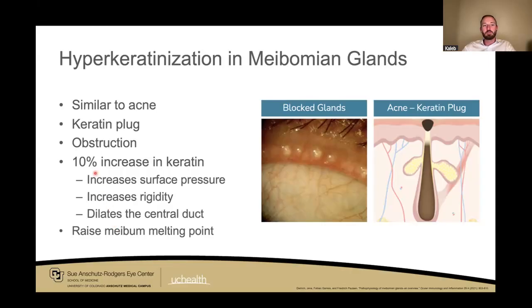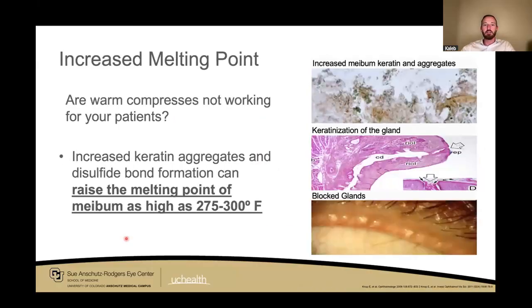And this can happen even with just a 10% increase in keratin. You can start to get this increased surface pressure, rigidity, a dilated central duct. It plugs up the gland. And then another thing it does is that it raises the melting point of the meibum.